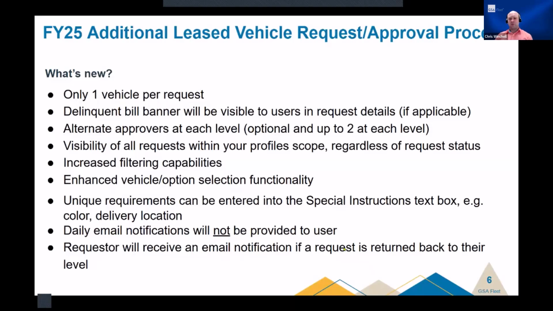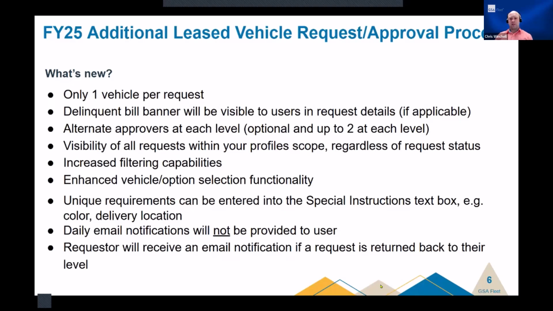If you have any delinquent unpaid bills for your accounts for your BOAC, there will be a banner displayed at the top of the screen when creating an additional vehicle request, notifying you that you do have delinquent bills, and those will need to be resolved before those requests will be fulfilled. We'll go into a little more detail on that, but just a note that you can still submit a request and it can go through the approval process. It just won't be funded and fulfilled until those delinquent bills are resolved.